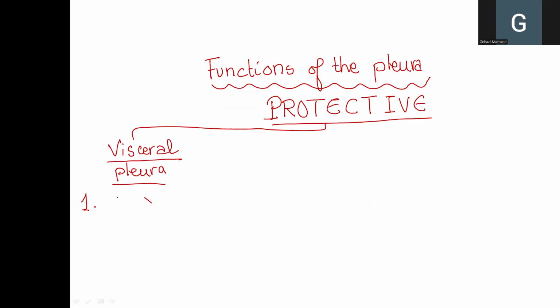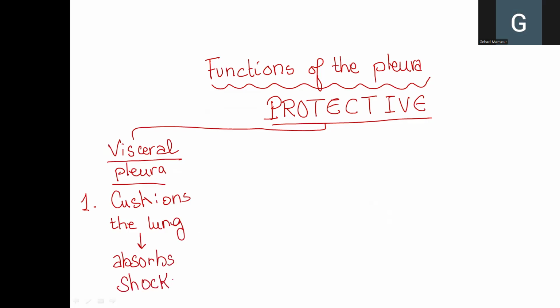So the visceral layer of the pleura, which is adjacent to the lung, cushions the lung. And by cushioning the lung, we mean that it does not only cover the lung, but it also absorbs shocks whenever there is mechanical trauma. And then we have another protective function of the pleura that is related to both layers, I mean the visceral layer of the pleura and the parietal layer of the pleura.